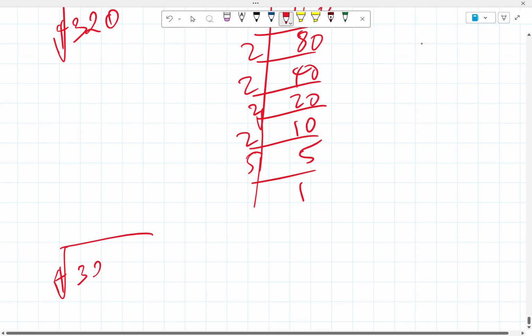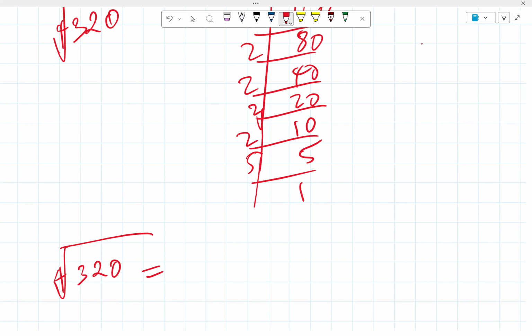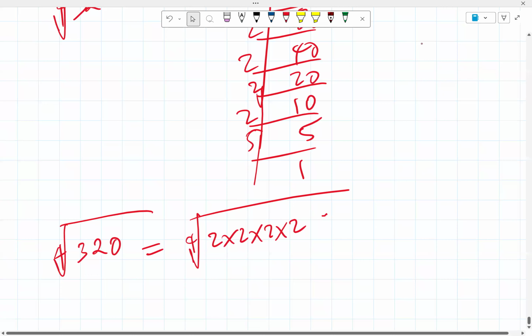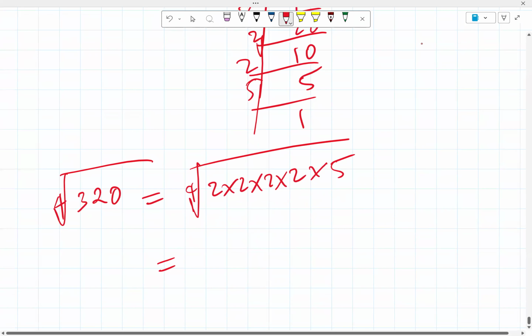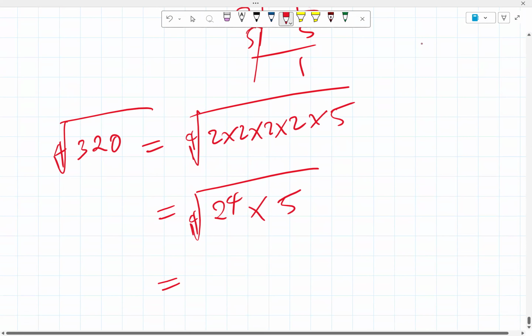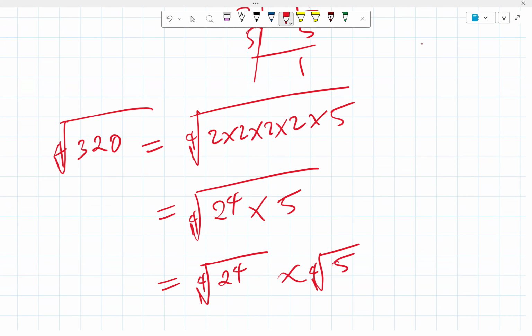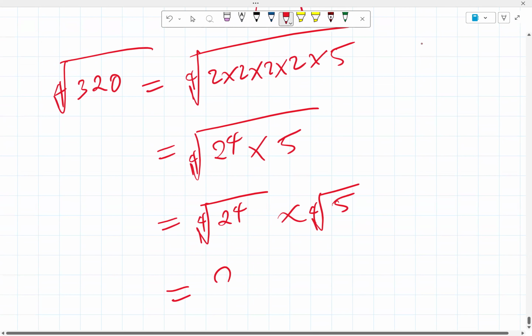The fourth root of 320 is equal to the fourth root of 2 times 2 times 2 times 2 times 5. So we have the fourth root of 2 raised to power 4 times 5, which means the fourth root of 2 raised to power 4 times the fourth root of 5. The fourth root of 2 raised to power 4 is simply 2.